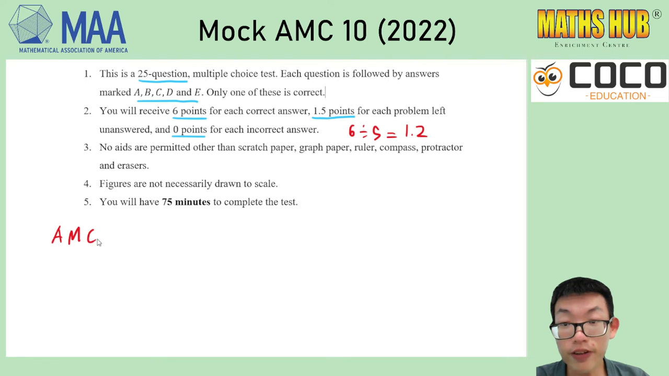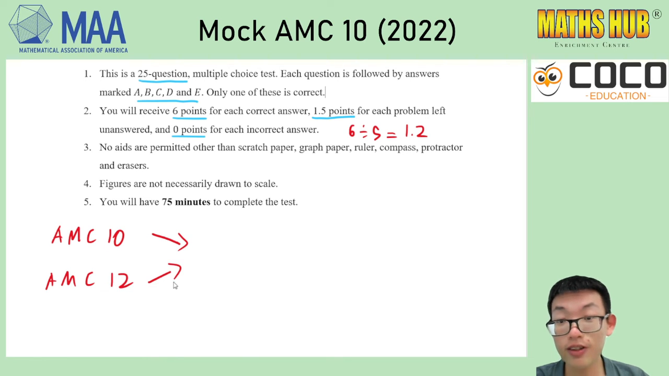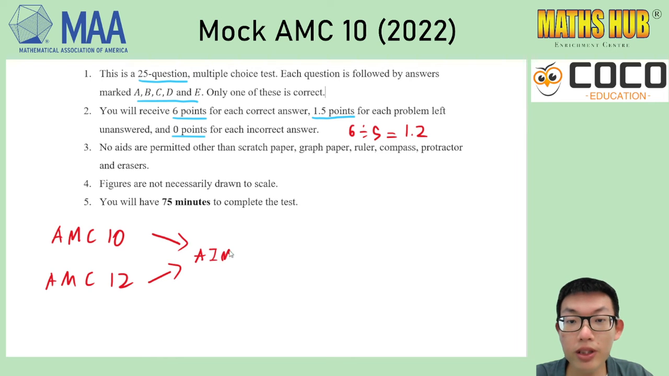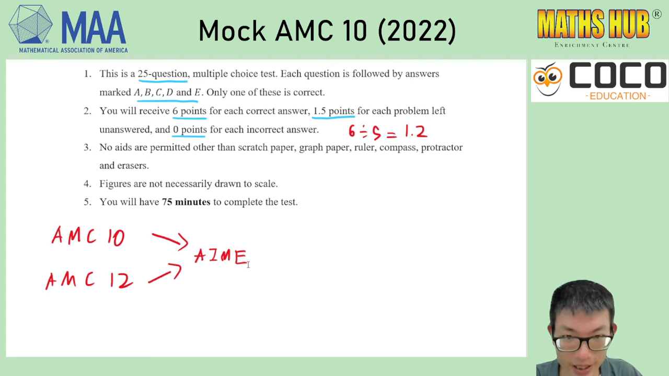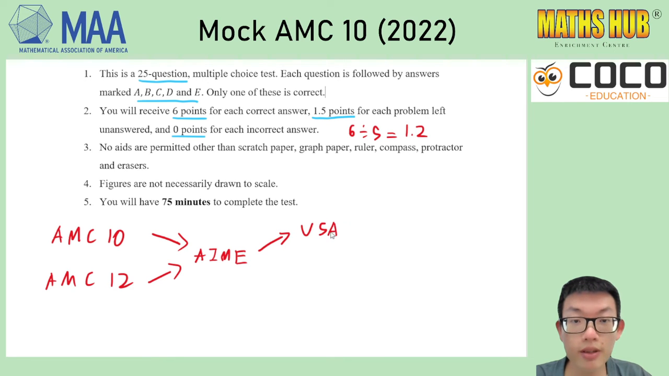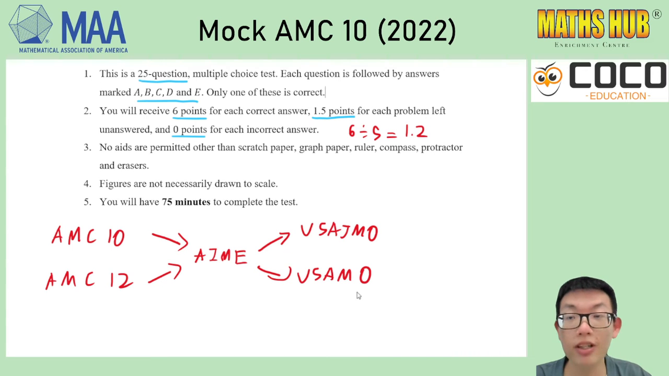Now, a very quick introduction with apologies to my American friends. For those of you who do not stay in the United States, you will take either the AMC10 or the AMC12 or both, and they are going to be qualifiers for the AIME, the American Invitational Math Examination. The AIME, combined with the AMC10, leads to the USA Junior Math Olympiad, and the AMC12 combined with the AIME gives a composite that qualifies you for the USA Math Olympiad.